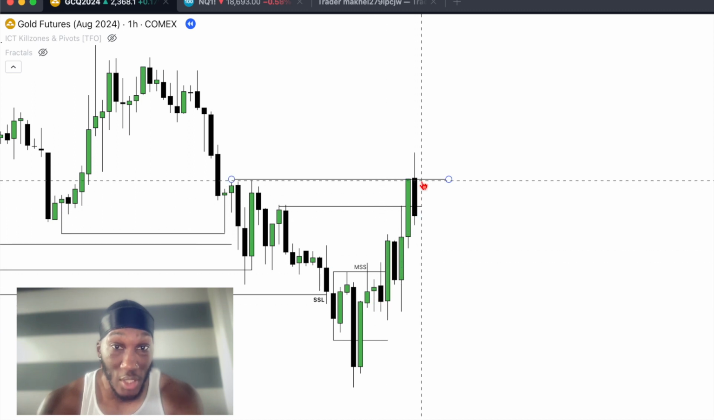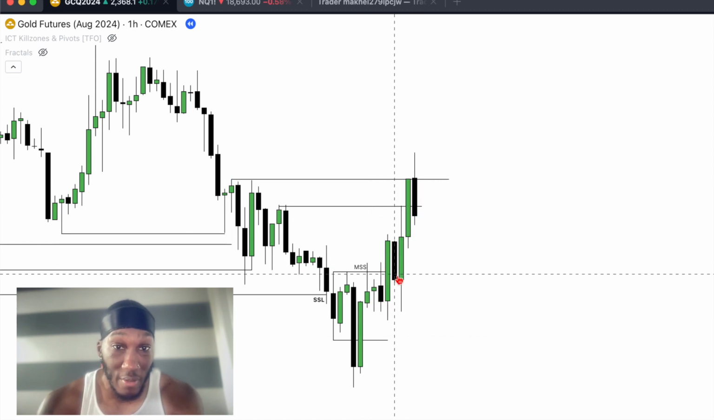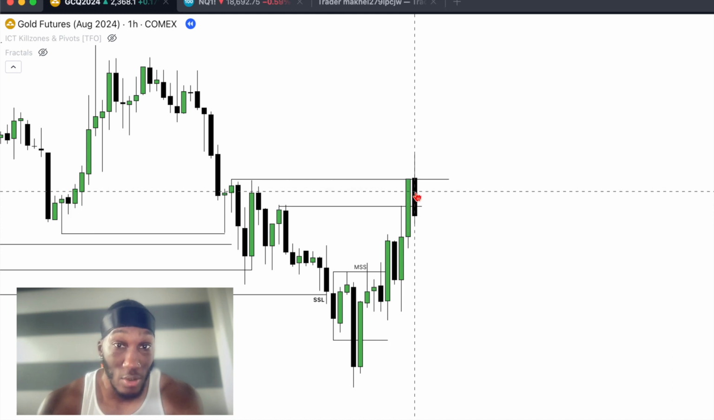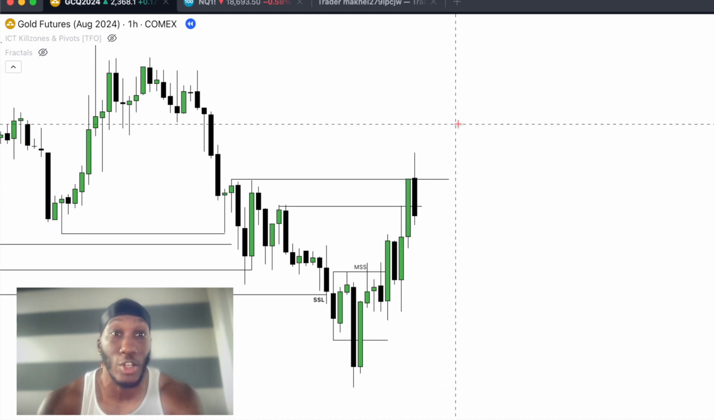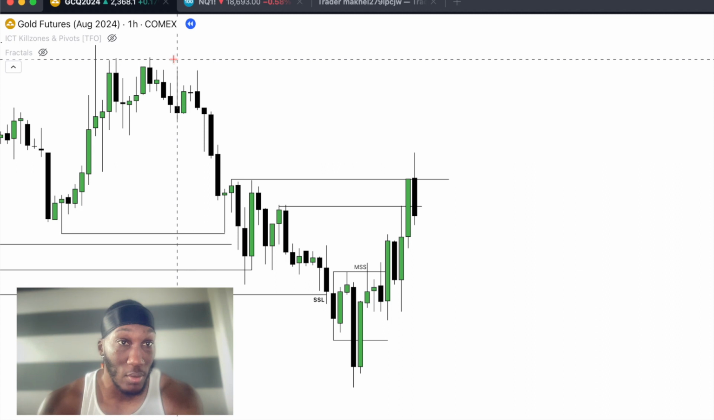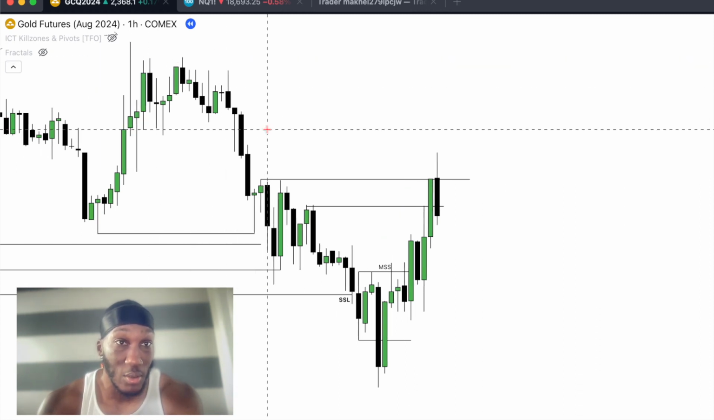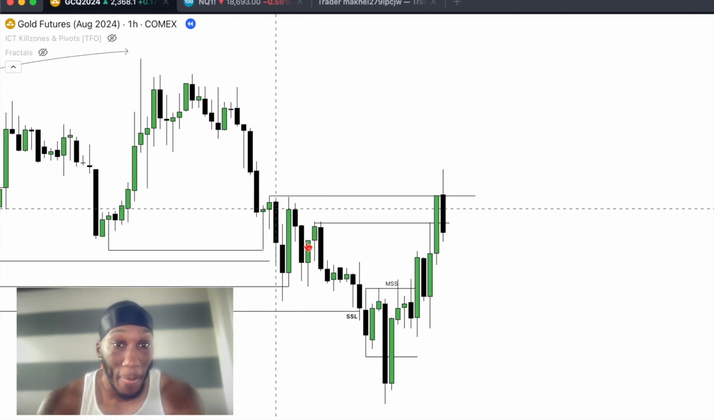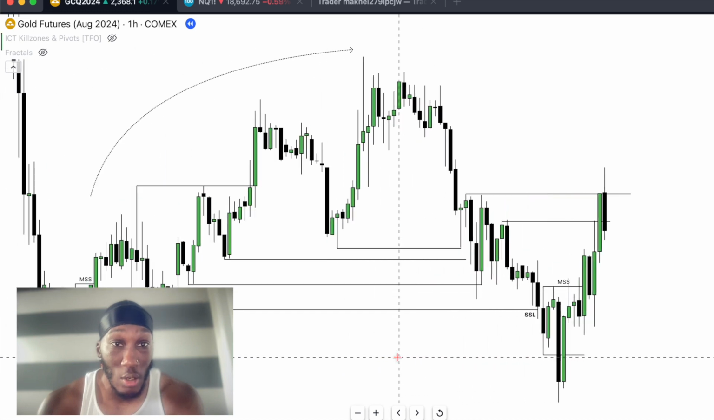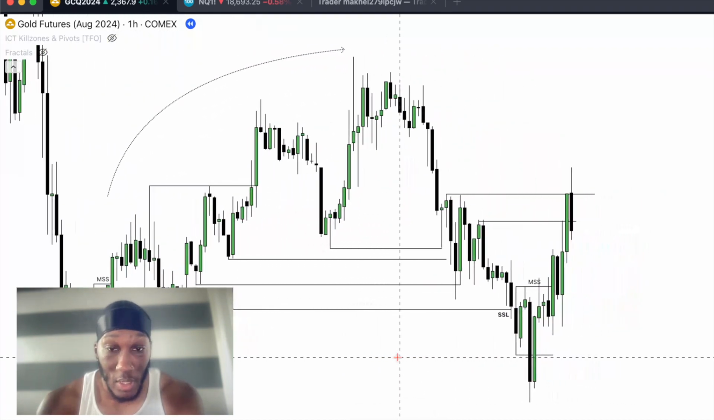So now this is the first leg, right? This is the first leg. This is the retracement. This is the second leg. So now you can expect the retracement and the third leg to come and sweep out all of this resting liquidity up here. And the same thing goes for the sell side.